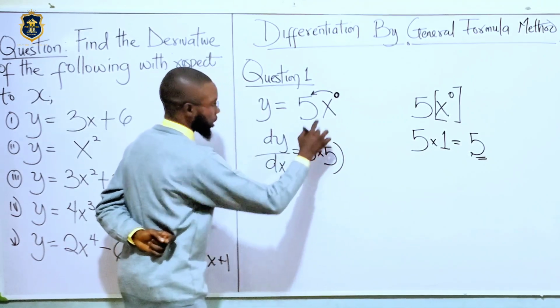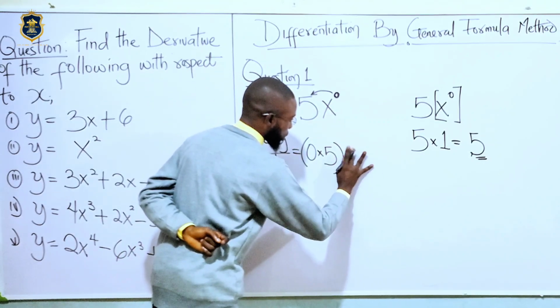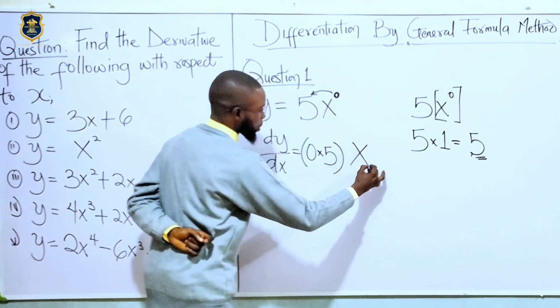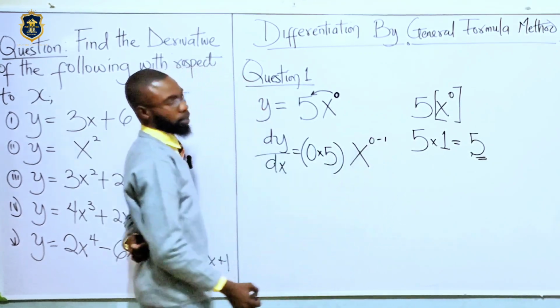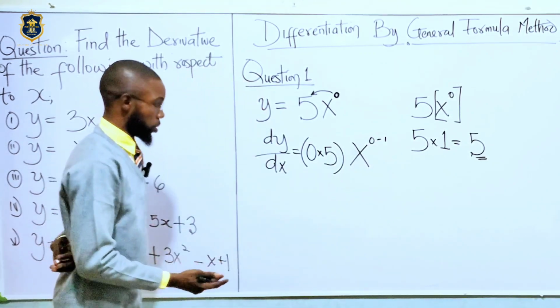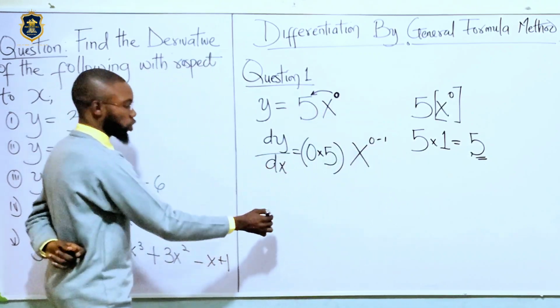Let me just bracket this, right? 0 times 5 first. Then this x, raised to the power what? 0 minus what? 0 minus 1. Are you getting it? Because we know that the power must subtract 1, so we have 0 minus 1 to fulfill the condition.